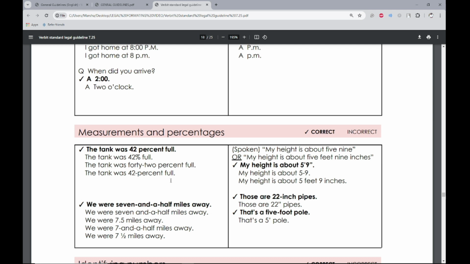Then we have the percent. Now for most of the transcripts, you are going to write the word percent and not the symbol, but for other companies, you are going to put the symbol. So that one is up to the companies, the way they want you to write that.